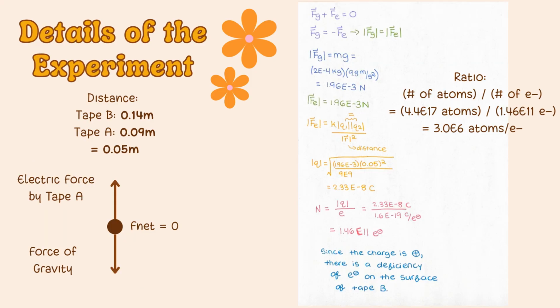So quick details of the experiment in terms of calculations. We first equilibrated the gravitational force and the electric force and then by equilibrating them, we were able to solve for the charge variable in the electric force calculation. And that charge was found to be 2.33 times 10 to the negative 8th coulombs. Then we used the quantization formula in order to solve for the number of electrons, which was 1.46 times 10 to the 11th. And then since that charge was positive, we know that there's a deficiency of electrons on the surface of tape B. And then we used that number of atoms we found earlier, divided that by the number of electrons we found, and we found that the ratio was about 3.0 times 10 to the 6 atoms per deficient electron.